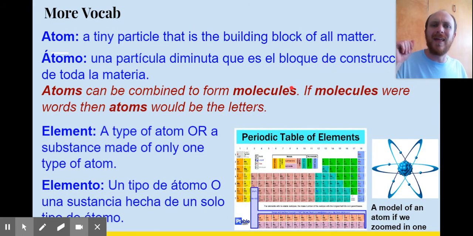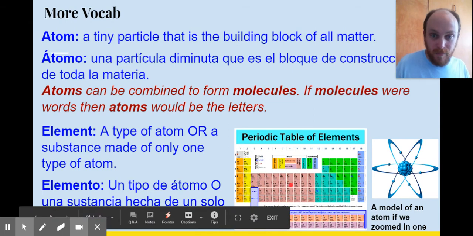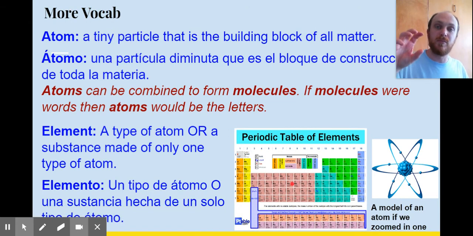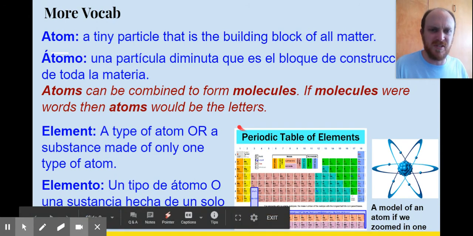Okay, an element is a type of atom or a substance made of only 1 type of atom. So there's actually 2 kind of different ways we use the word element. Most of the time when I'm talking about it, I'm saying a type of atom. So which elements are in the periodic table? They are all there. They're all examples of atoms, but each symbol is its own element. Each type of atom is an element. We'll get more practice with this in a little bit. You might want to come back to this slide later.